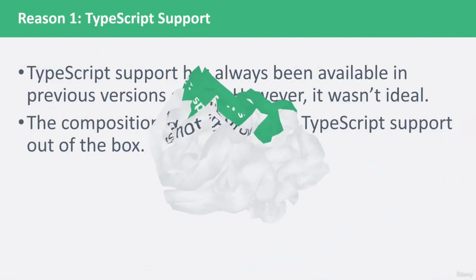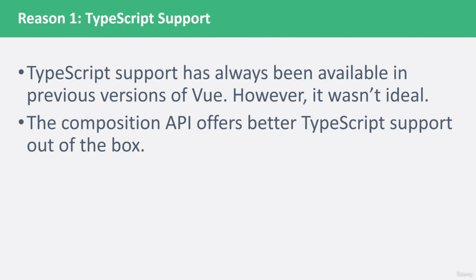Let's get into why the Composition API was introduced. The first reason is that it offers better TypeScript support. Previous versions of Vue have had TypeScript support. Unfortunately, the implementation wasn't ideal. There were a lot of issues with it, mainly because of the Options API. It didn't allow for some of the design patterns you can create with TypeScript. The Composition API offers better support for TypeScript. You want to use the Composition API if you're going to use TypeScript.